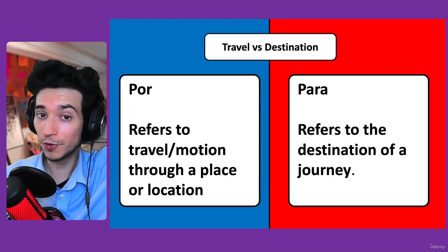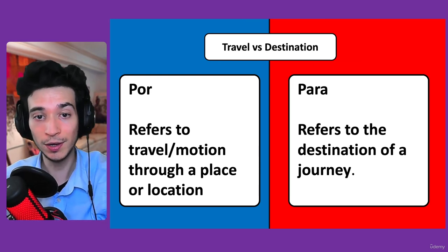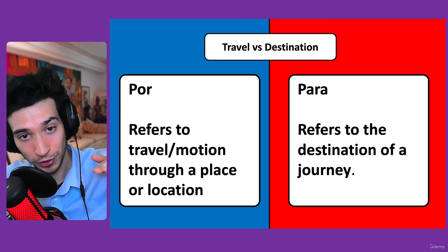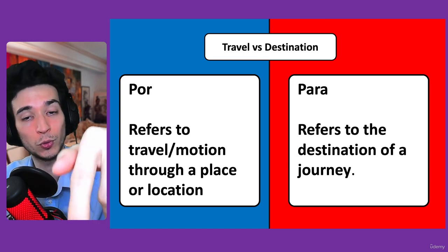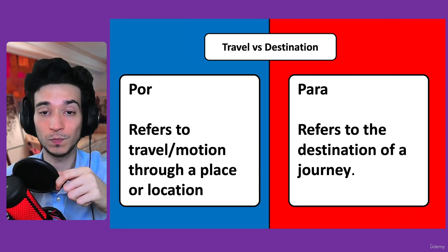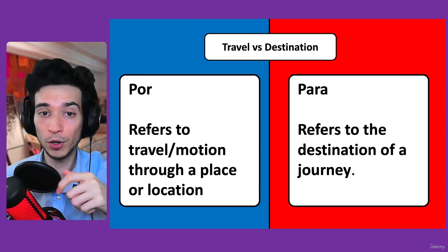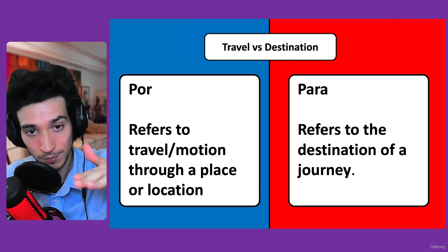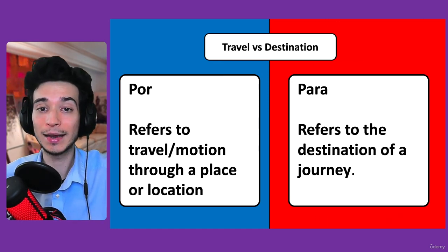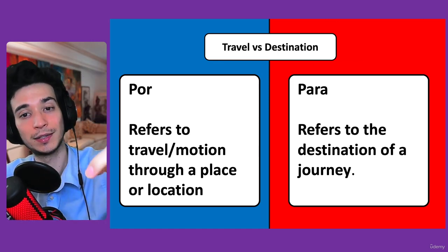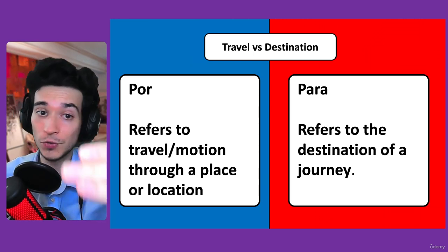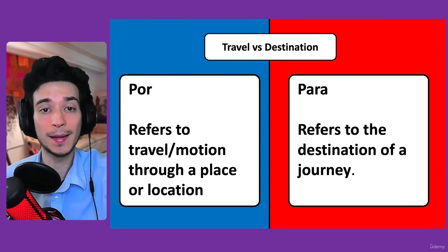Okay, let's try another example. Por refers to travel or motion through a place or location. So traveling or motion through somewhere. And para refers to the destination of a journey. So por is while you're going through the place or location, the motion, traveling. And para is once you reach the destination, refers to the destination of a journey. So the destination would be para.